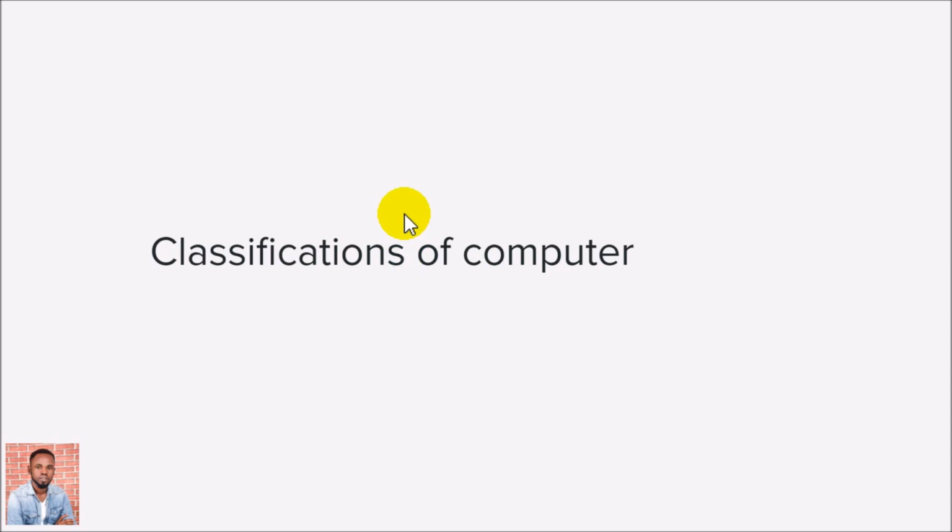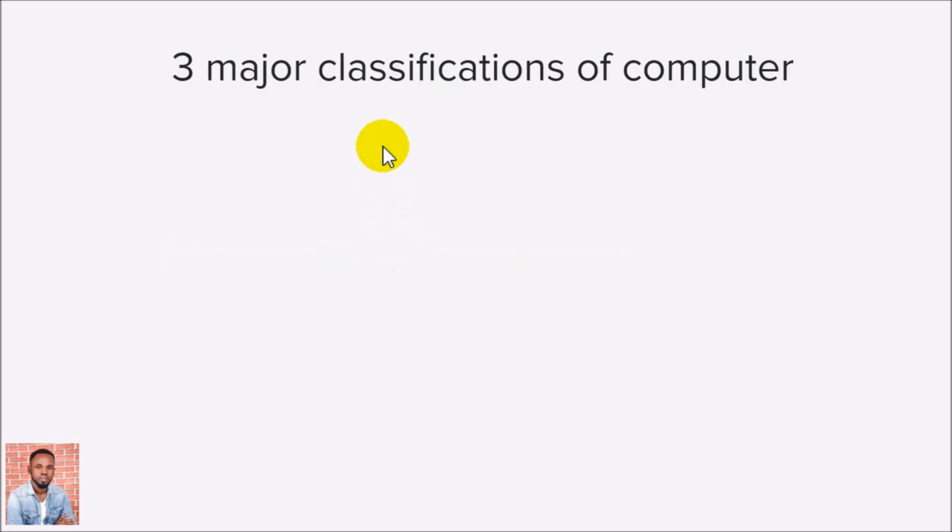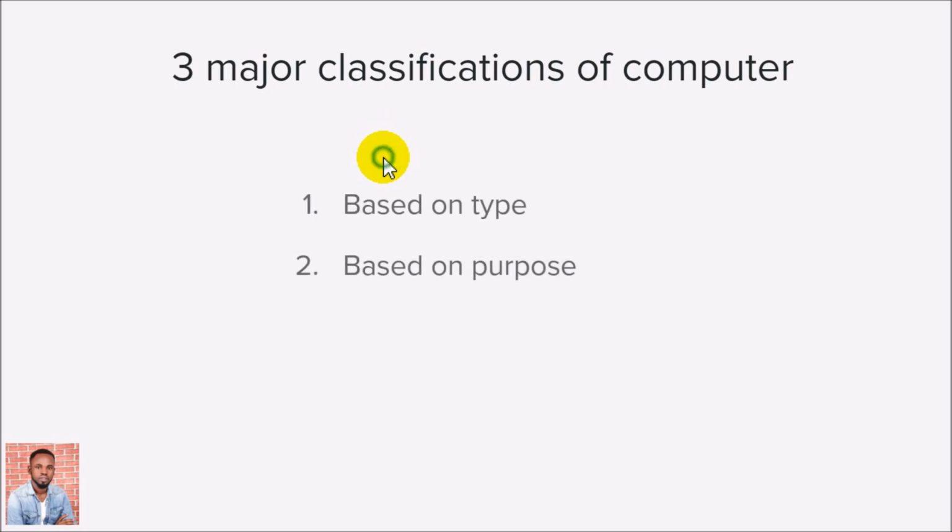So in this class, we are going to be learning about different classifications of computers. This is going to help you understand the different scenarios, sizes, and forms in which you can find computers around you today. Basically, there are three major ways computers are classified: based on type, based on purpose, and based on size. I'm going to walk us through these three basic ways so that we understand the different sizes, forms, and types that computers come in.